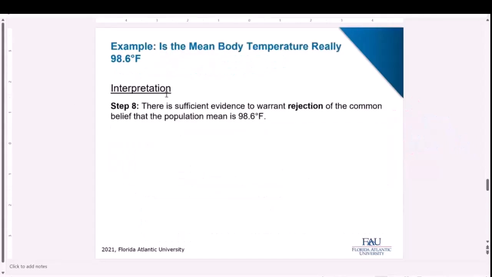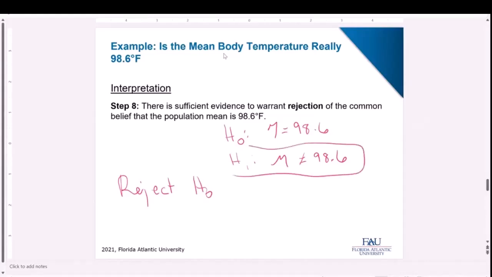How do we interpret it? We have H0: mu equals 98.6. H1: mu does not equal 98.6. We reject our null hypothesis. That means that we accept that mu is not equal to 98.6. There is sufficient evidence to warrant rejection of the common belief that the population mean is 98.6.